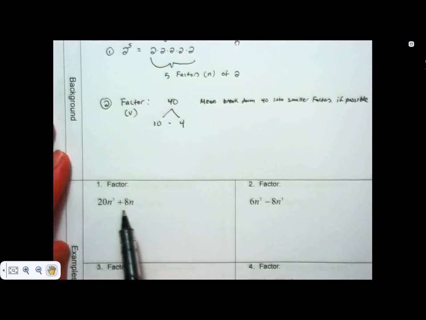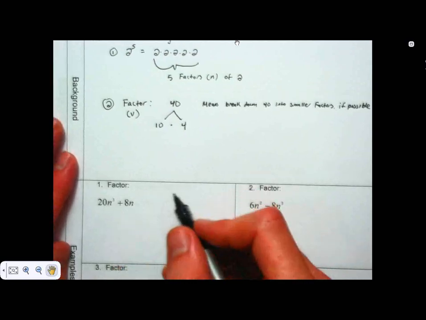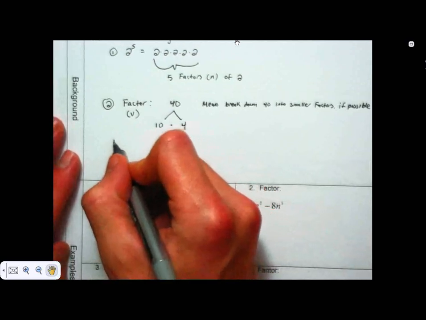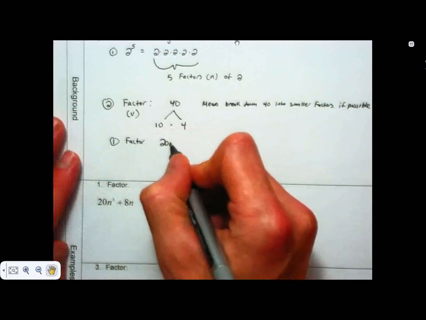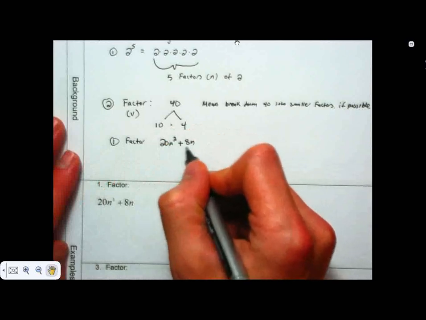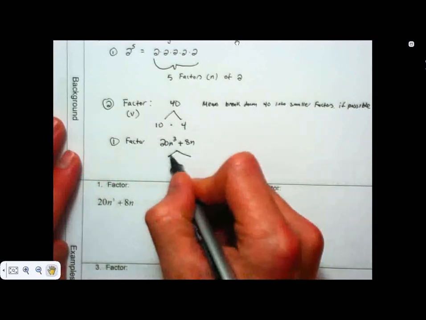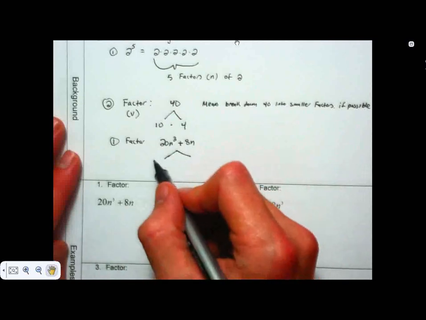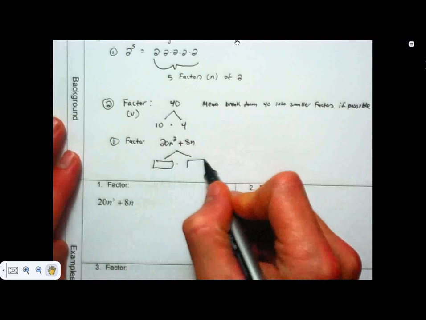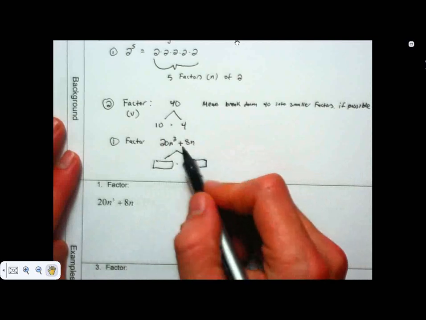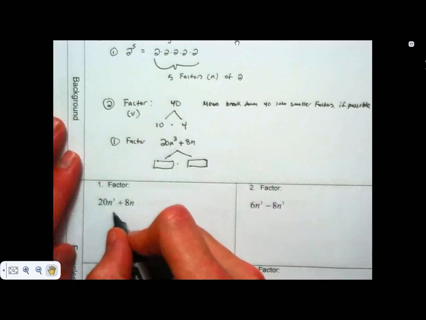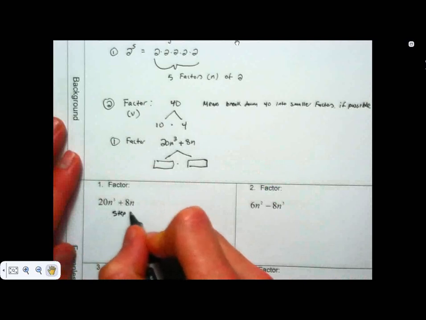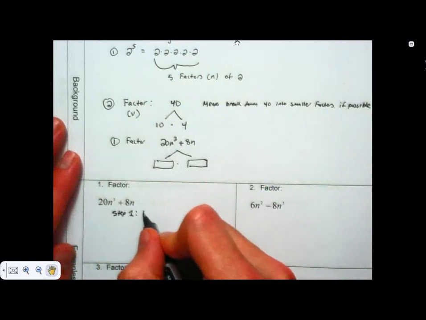So the first step in factoring is realizing what exactly we're trying to do. Basically our end goal, if we look at number 1, where we're supposed to factor 20n to the 3rd plus 8n, is to find two smaller pieces that multiply together to give me this original expression. And there's really a couple steps in the process. So the first step is to find the GCF.